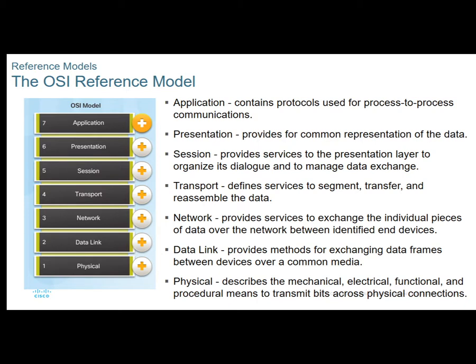Describes the mechanical, electrical, functional, and procedural means to transmit bits across physical connections.